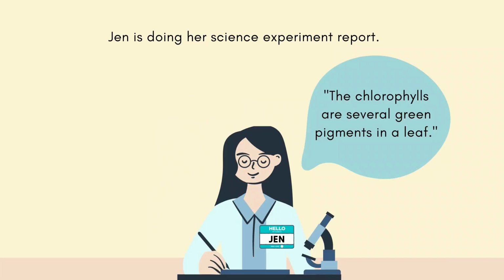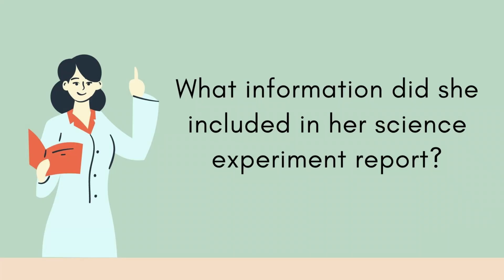Great! So first, let's take a look at this scenario. Jen is doing her science experiment report. The chlorophylls are several green pigments in a leaf. What information did she include in her science experiment report?